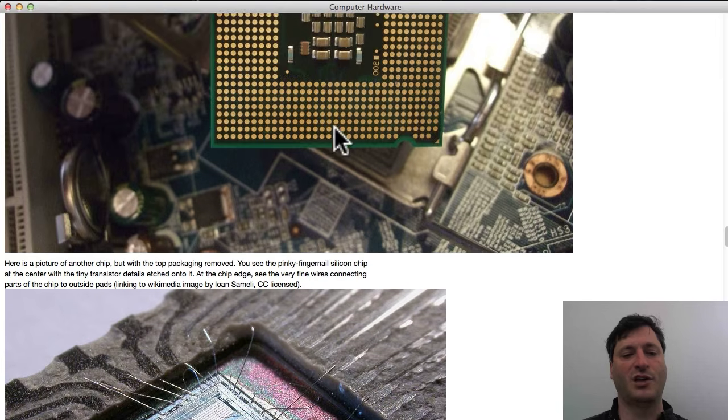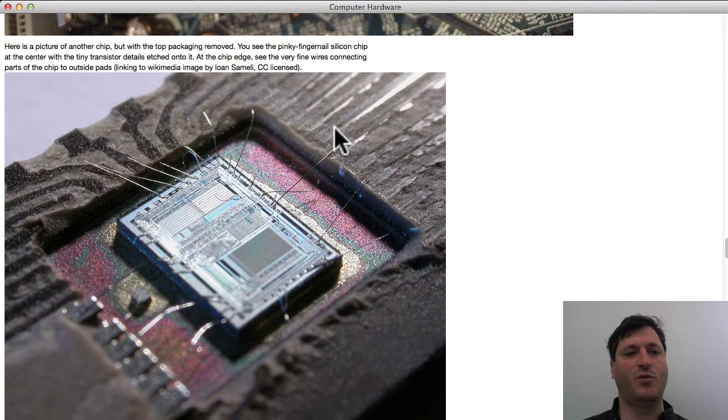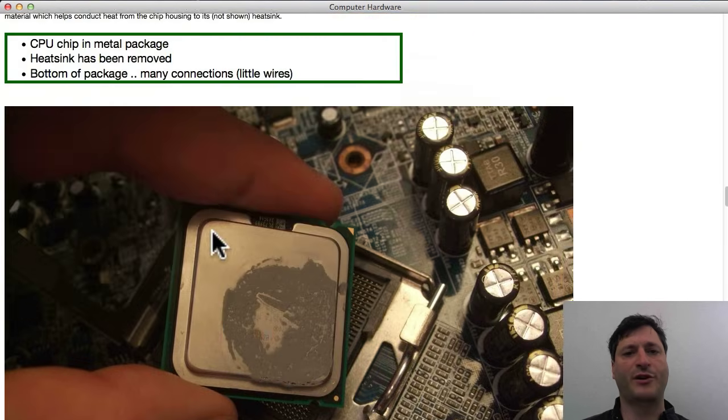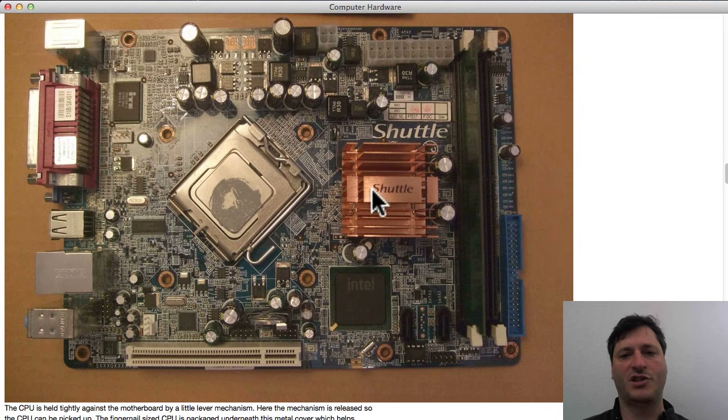Then I can look again at my Wikimedia image, and now you can appreciate, well, there are these little tiny wires around the outside. These connect to pads on the package, the gold pads we were seeing, and then inside the package, they connect to little tiny spots around the chip in order to get the electricity into the transistors inside of here.